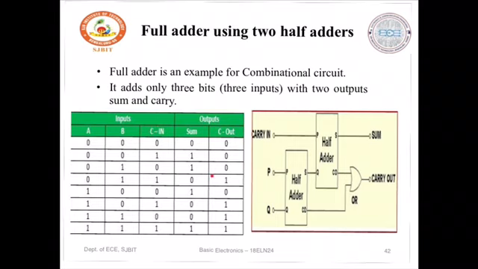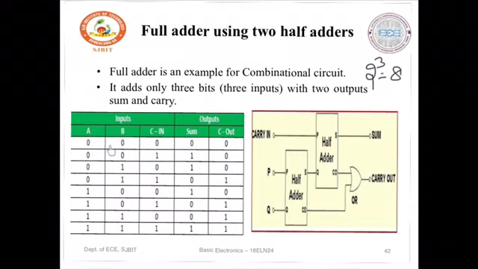This is the truth table of the full adder. Okay, three inputs A, B, C in, and two outputs, sum and carry out. Since there are three inputs, totally we will get 2 power 3 is equal to 8 combinations. Totally we get 8 combinations here.